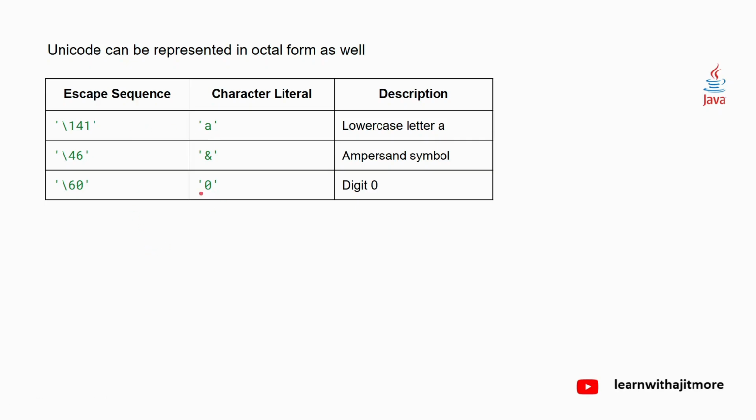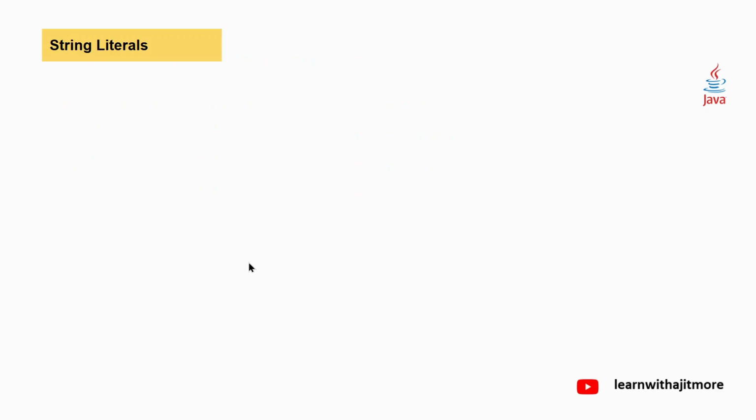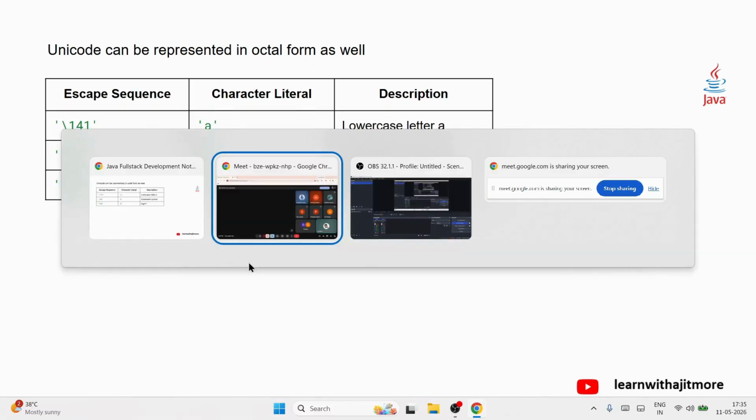Like 0. Zero's code is 48. And 48 in octal is 60. You can check. No? 60 it is. So this is 0 only. And this is 8 raised to 1. 8 raised to 1 into 6 is 48, because it is octal 60. It is not decimal 60. It is octal 60, guys. So I hope this part is clear to you. If you want, I'll show you a quick demonstration of this.